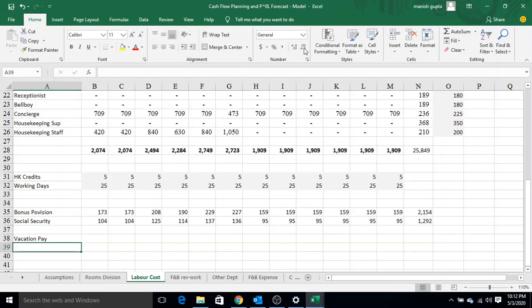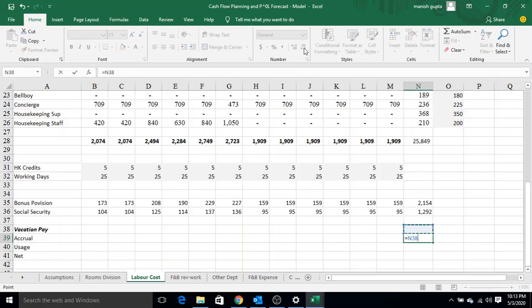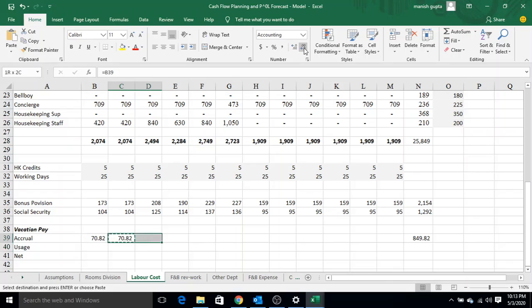Now vacation pay accrual and usage, because vacation pay accrual needs to be done for every month, right? So this is 365 days salary divided by 365 days into 10 days, correct? So let's say average is 12 days. So total accrual will be based on 849, and this will be accruing to the staff on a monthly basis equally. So let's do this one.